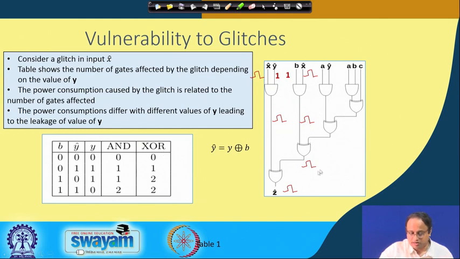Again the XOR, there are two glitches which are shown over here. So therefore we write here 2 and 2. Likewise you can try the other three cases, and you can see that this is the kind of annotation of the number of glitches for the AND and the XOR.